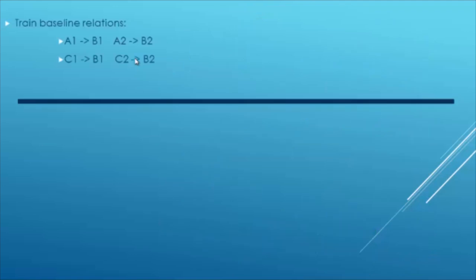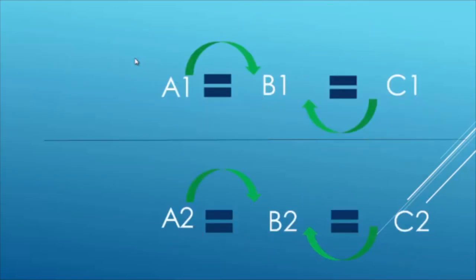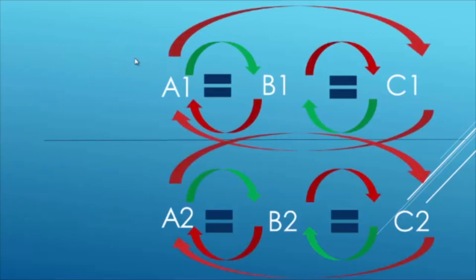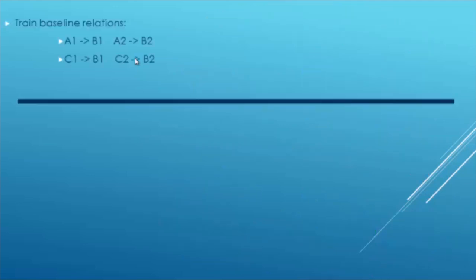And one last way to look at it is, again, what we're training are these relations indicated by the green arrows. They're referred to as baseline relations, and then all the other relations indicated by the red arrows are referred to as emergent relations.